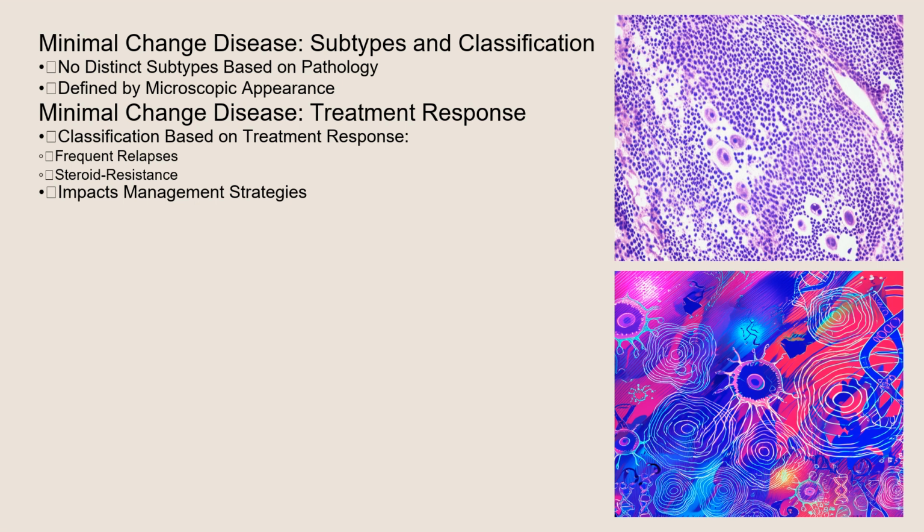Minimal change disease doesn't really have distinct subtypes in the same way some other kidney diseases do. It's largely defined by its characteristic appearance under the microscope. We do, however, classify cases based on their response to treatment, as some patients may experience frequent relapses or become steroid-resistant, requiring different management strategies.